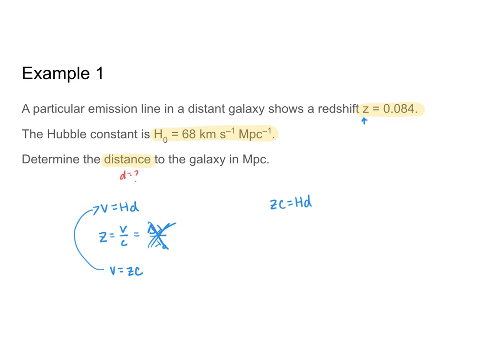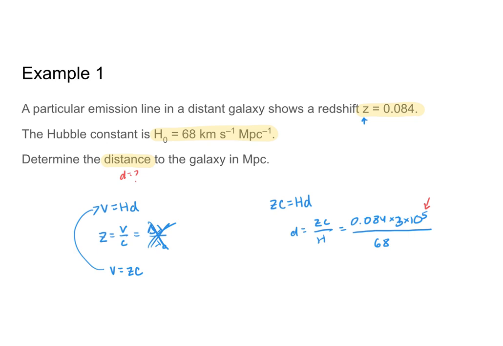Thus d equals zc divided by H, or 0.084 times 3 times 10 to the 5th divided by 68. Now, you guys may be wondering, hey, we've been using the speed of light as 3 times 10 to the 8th. So where's that 10 to the 5th come from?